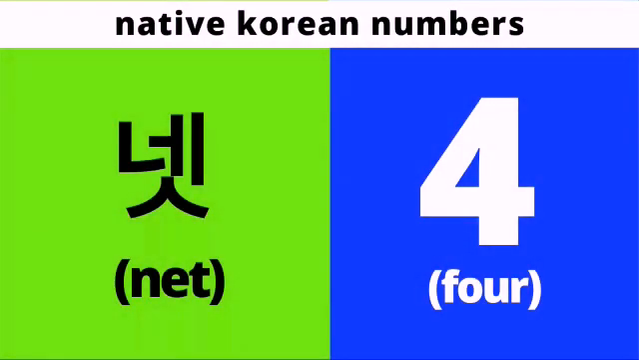Next, the native Korean version of number 4 is net. This is just composed of one syllable. Pronounce it with me. Net. Just like in the case of set, the last siyot character will have the T sound. So it's pronounced as net.